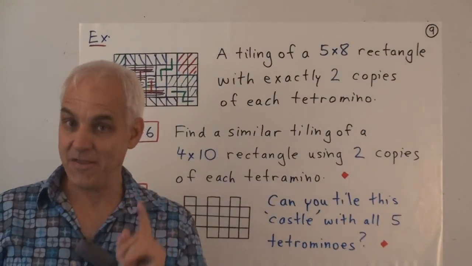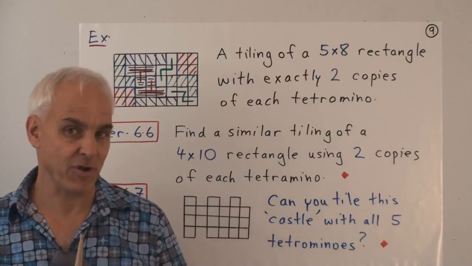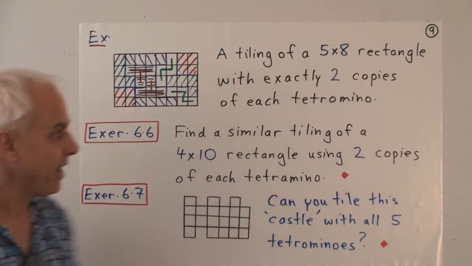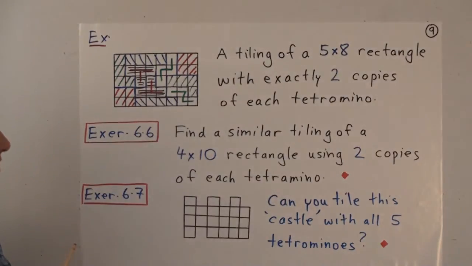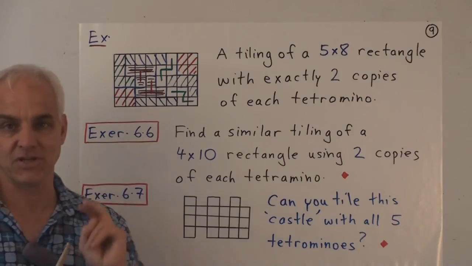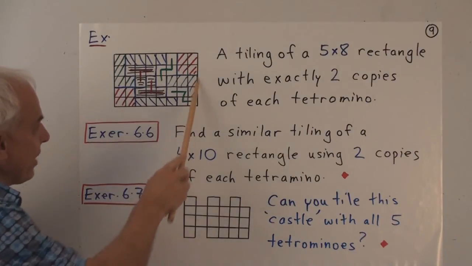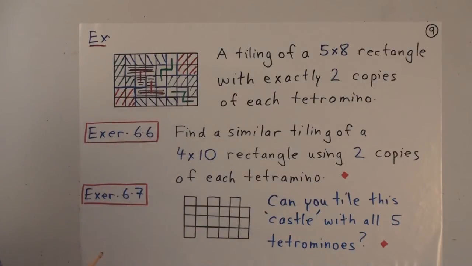So although we couldn't tile that 4x5 rectangle with each of the 5 tetrominoes used just once, what we can do is tile a rectangle which is twice as big if we use 2 copies of each tetromino. So here's a 5 by 8 rectangle, and here is an illustration of how to tile it with exactly 2 copies of each tetromino. Let's see if you can follow my picture here.